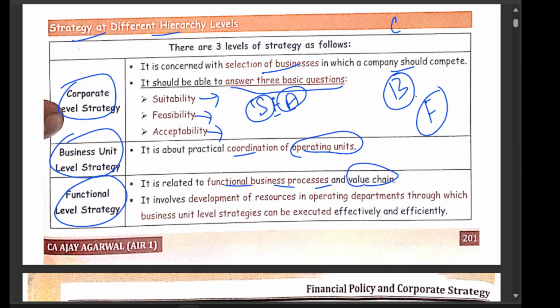That's it. We know it is the development of resources and operating development, through which business unit level strategies can be executed effectively and efficiently. So the functional unit level is two things. We have this much time and this many resources, through which we need to give an effective product, and we need to plan it efficiently. That is the main thing. We have the resources, and we need to develop the plan which is given by the business level strategy. That's it.